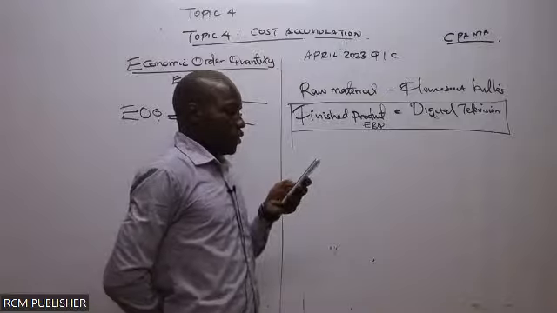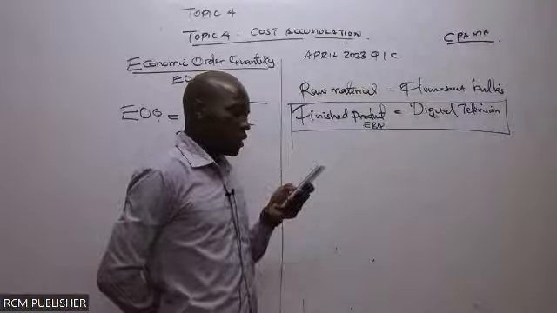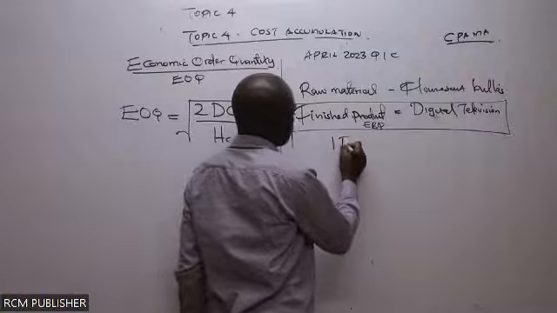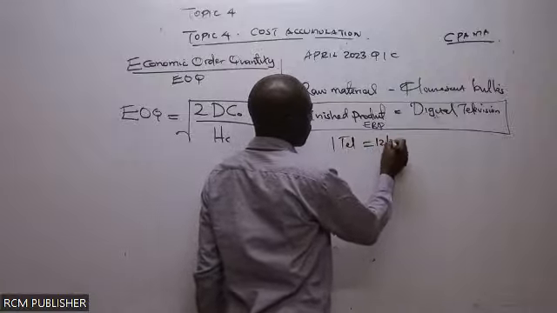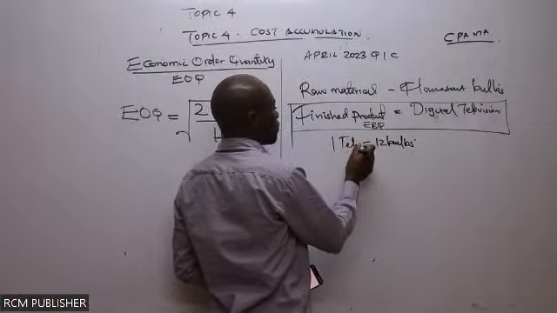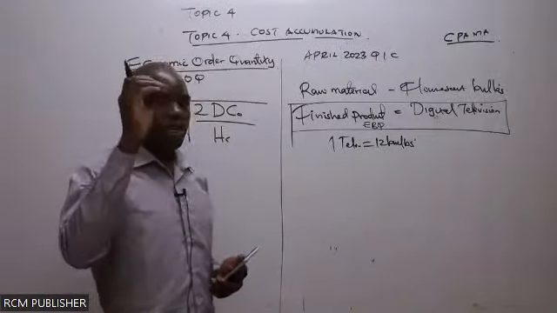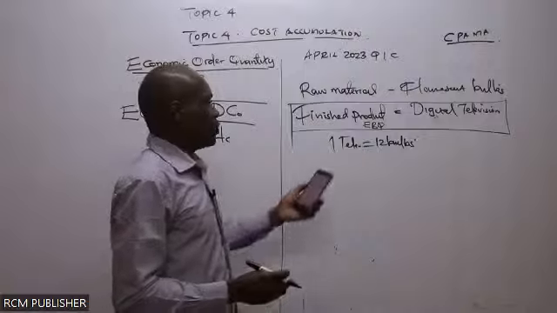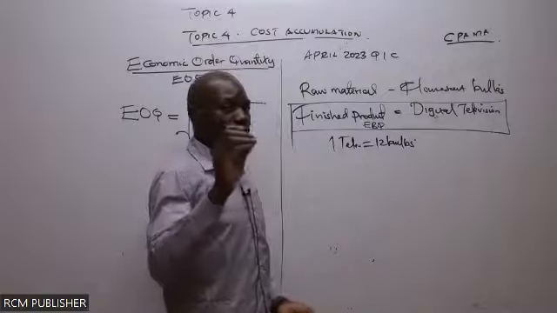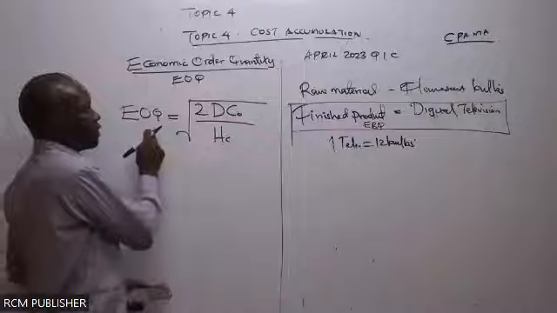So we have this one here. For each digital television manufactured, 12 bulbs are required. So one television is equal to 12 bulbs. In that particular year, how many televisions did they manufacture so that we know the number of bulbs they demanded? What are we looking for? Total demand, because we have to get this D to solve this particular question.